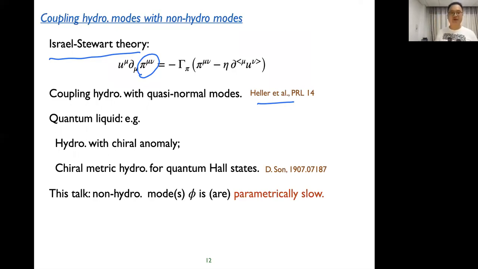Also, just a reminder, for the quantum liquid, more often than not, you need to also couple some conserved densities with other non-hydrodynamical degrees of freedom. I want to draw attention to a recent very nice work by Dam Son, in which he essentially tried to introduce some quantum mechanical version of pi mu nu in the Israel-Stewart theory to describe the quantum Hall states. But in this talk, I will talk about a special class of non-hydrodynamic modes, which I will call the parametrically slow modes.